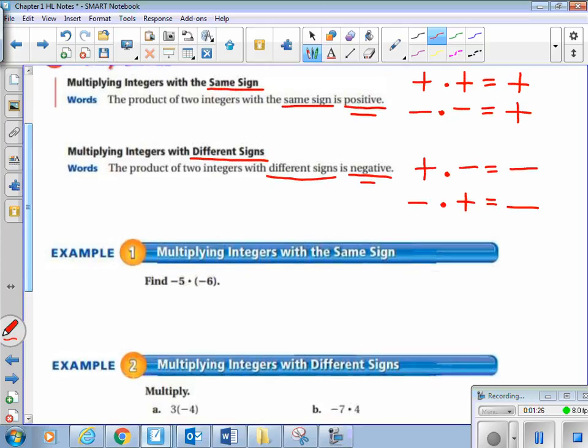So if we look at example 1, we're multiplying integers with the same sign. Since they have the same sign, a negative times a negative, I'm going to go back to my rules for the same sign. My answer is going to be a positive. 5 times 6 is 30. Negative 5 times negative 6 is also 30. Two negatives will give you a positive.